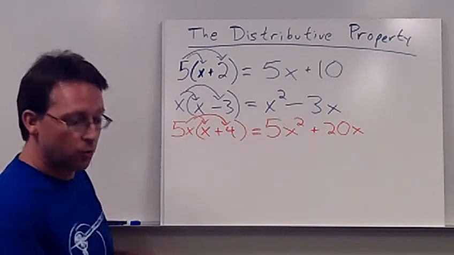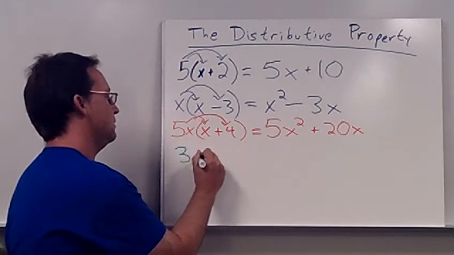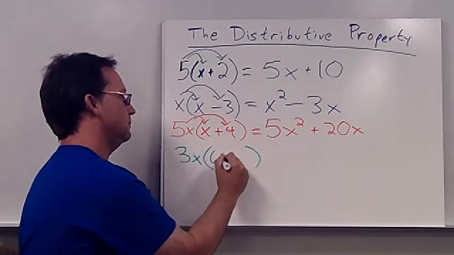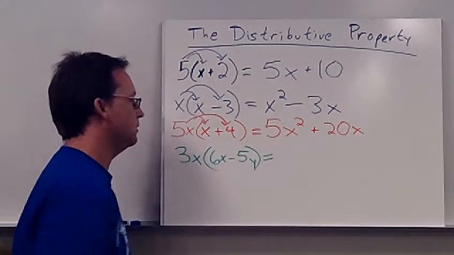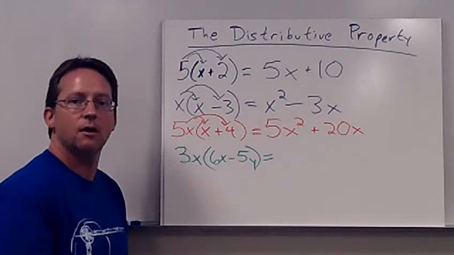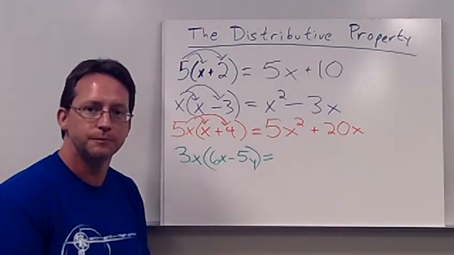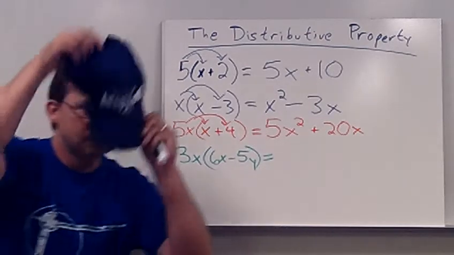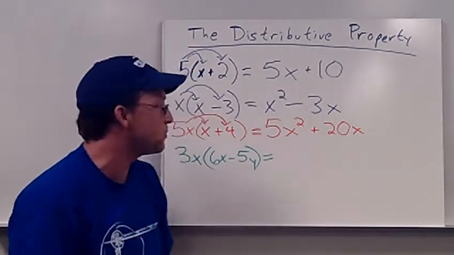You can have more than one variable in a distributive property question. You can have something like 3x times the quantity 6x minus 5y. All right? Why don't you go ahead and take a second, pause that, see if you can do that on your own. All right, while you pause that, I'll do the rest of this problem.